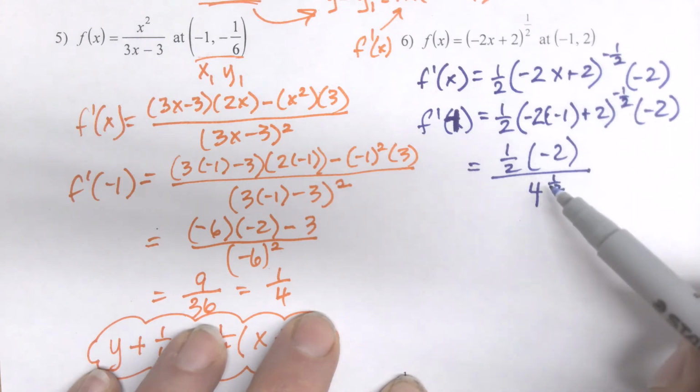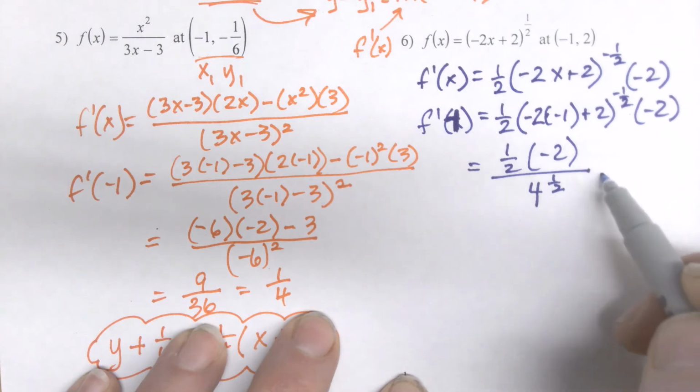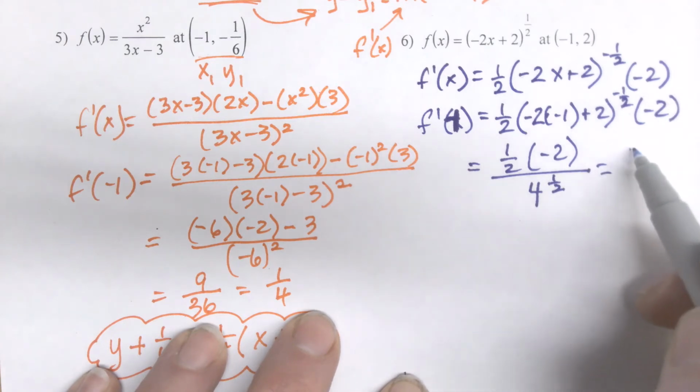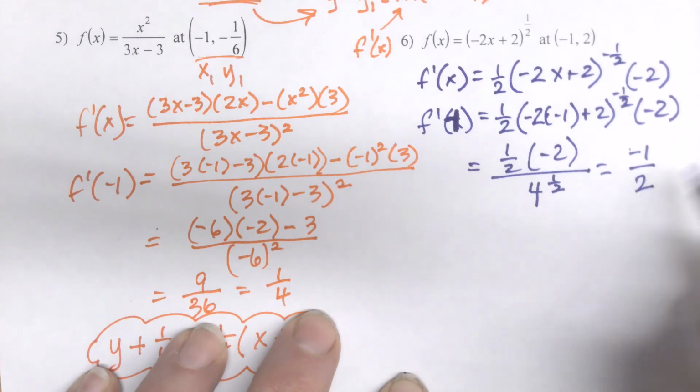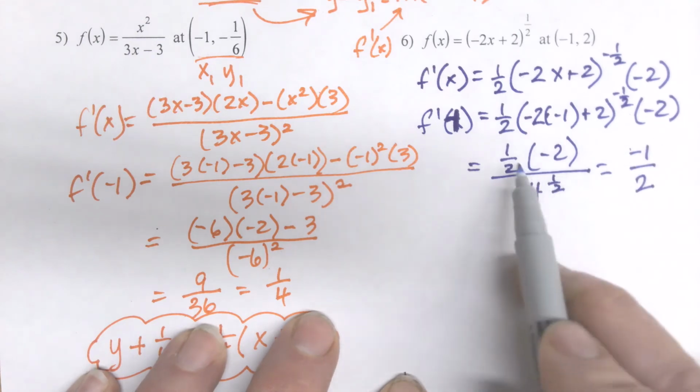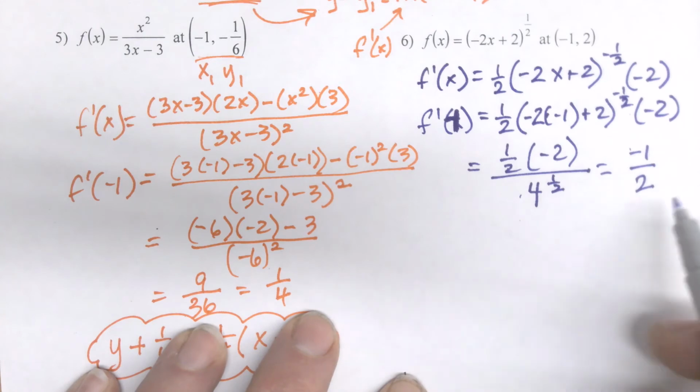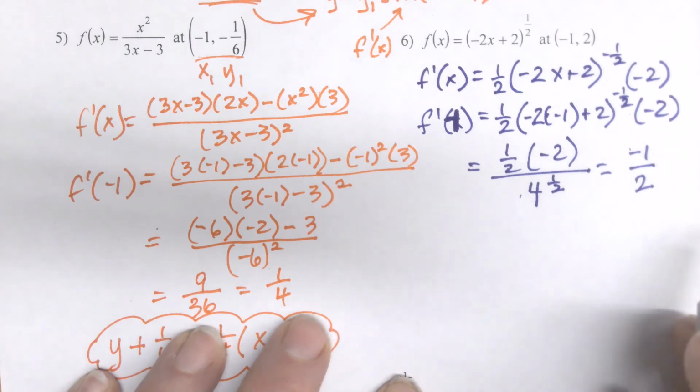Well, a 1/2 power means the square root. So what I have here is 1/2 of negative 2 is negative 1 over 2, because the square root of 4 is 2. So I multiplied the tops and took care of the bottom. That means my slope is negative 1/2.